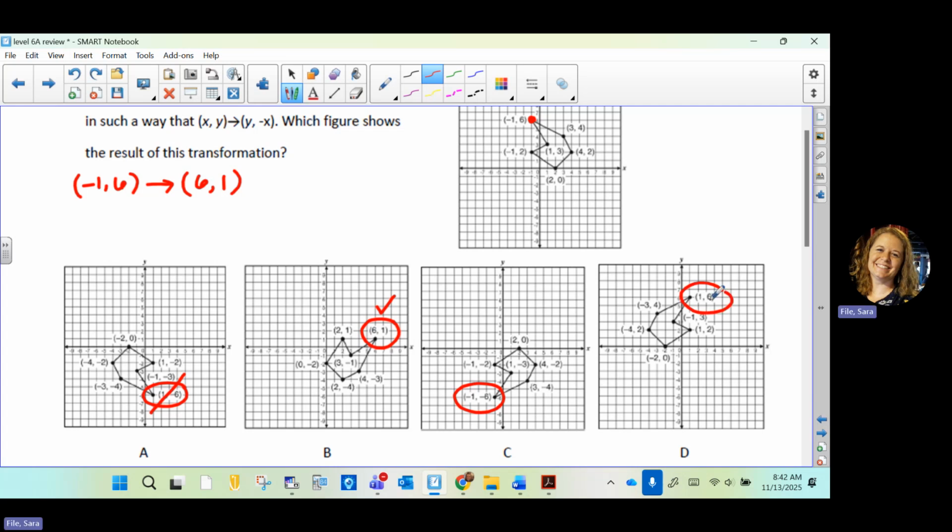Y'all see that? So I just checked that one point. I didn't have to check all of them. We feel okay about that?